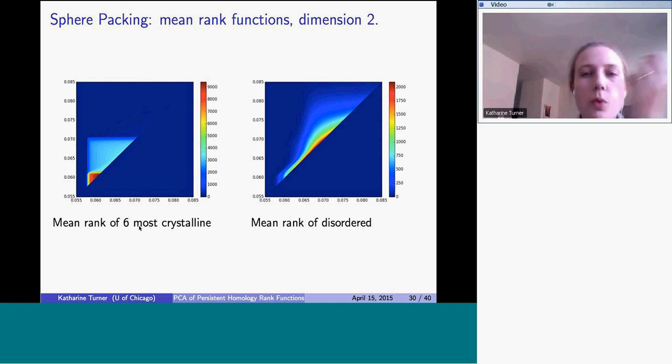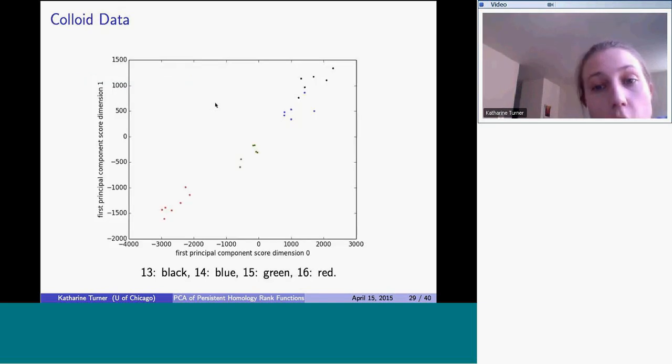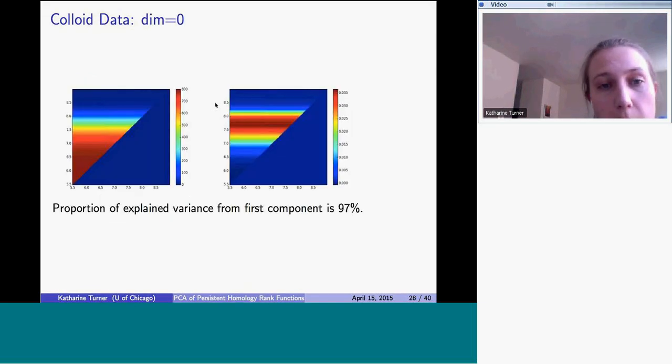So here we're looking at the persistent homology rank functions in H2 for the crystalline versus the disordered. Sorry, yes? Can I interrupt you? In this example and the previous one, you have points in the plane. Oh, I guess I should have explained that better.